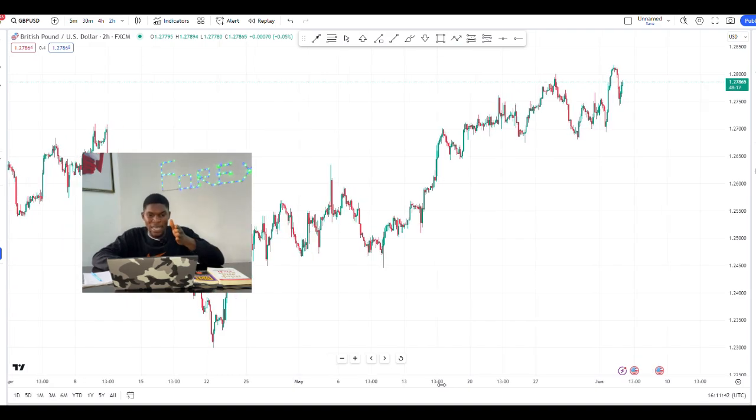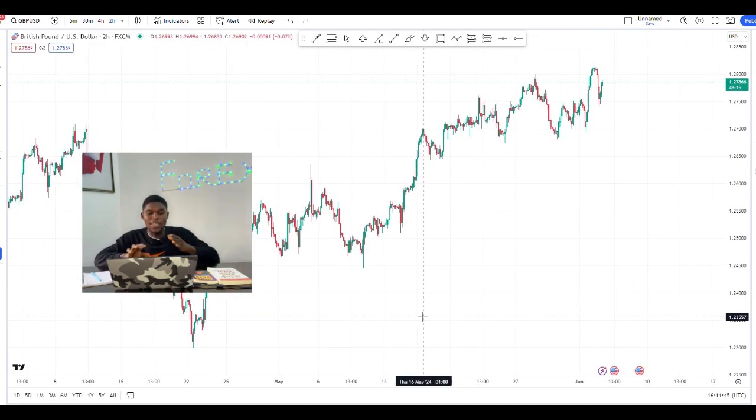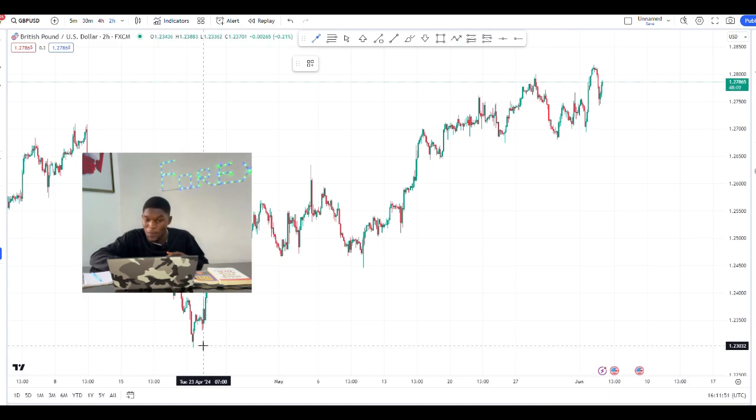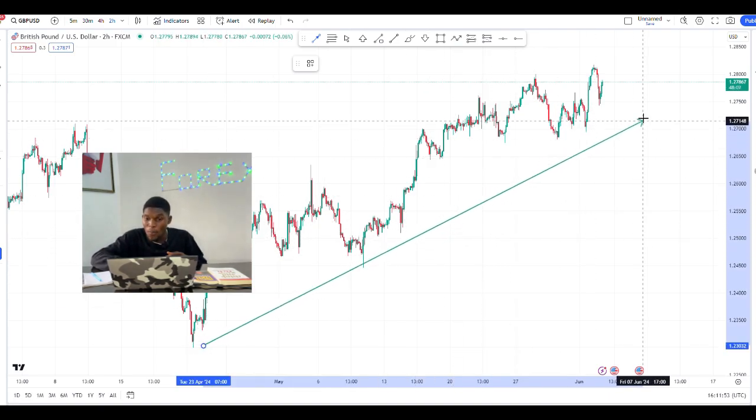The next thing you guys should be looking at, anytime you see a chart like this, is the trend. The trend, you understand? Where is the market going to? Is it going up, or is it going down?